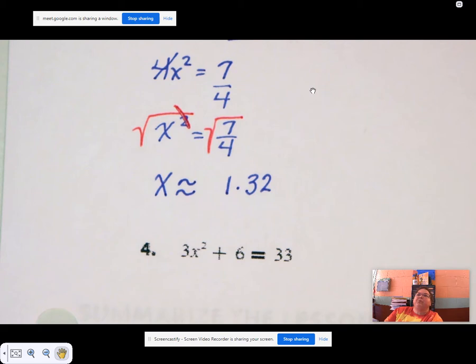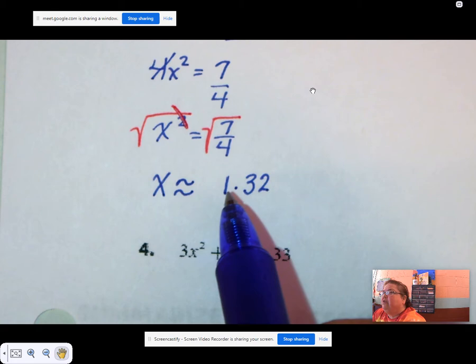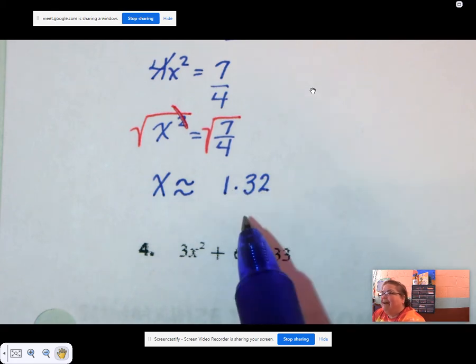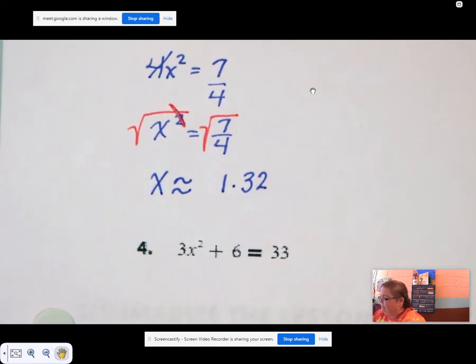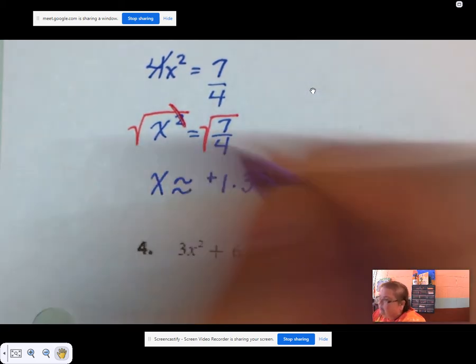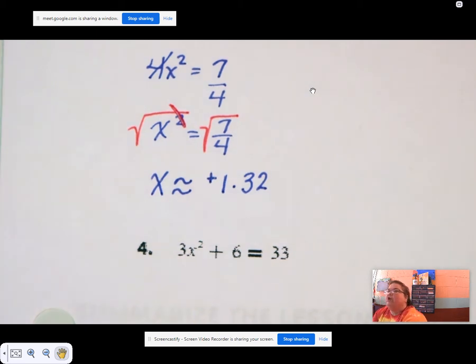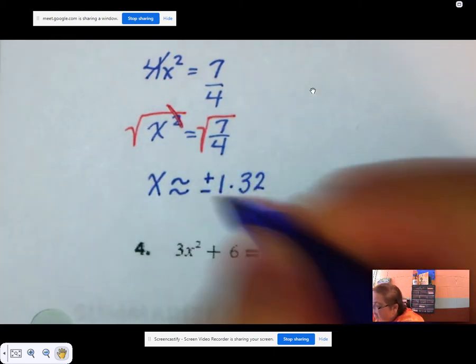Now, here's the special part of this, just as a reminder. Approximately 1.32 times 1.32 is 7 over 4. Do you all agree? So it's positive. Do you agree that approximately negative 1.32 times negative 1.32 also makes a positive 7 over 4? Yes, it does. This is how we write it to include both answers.